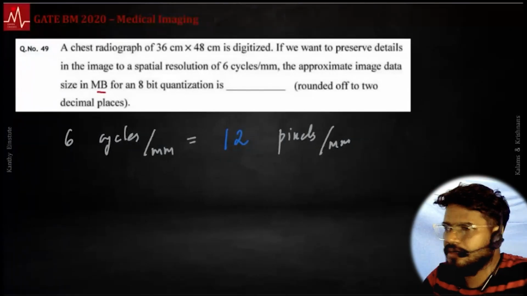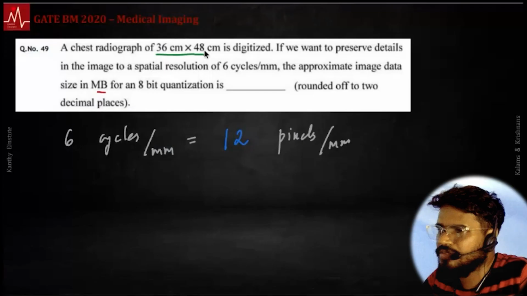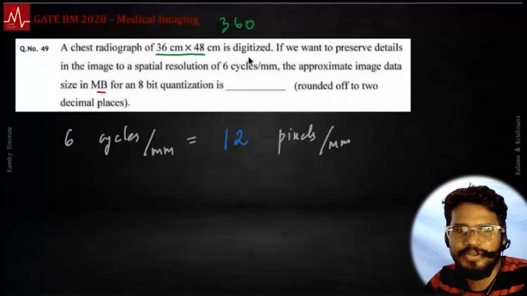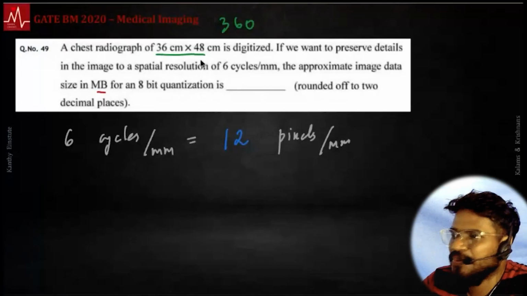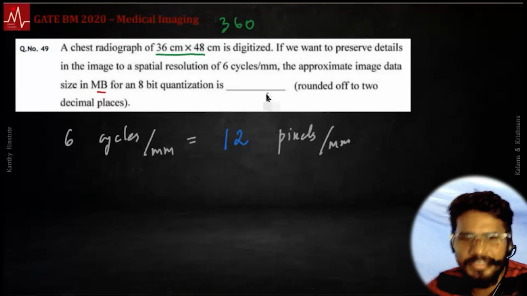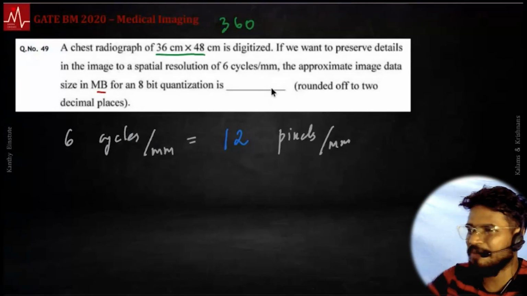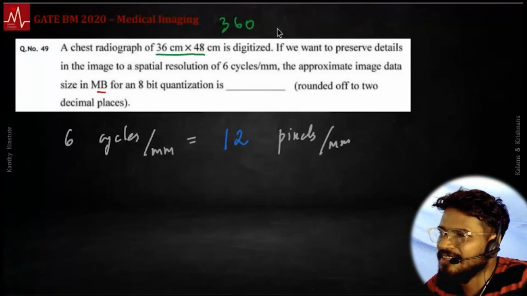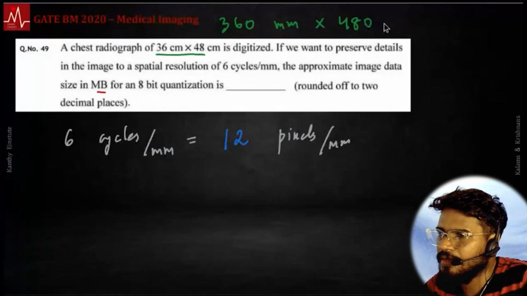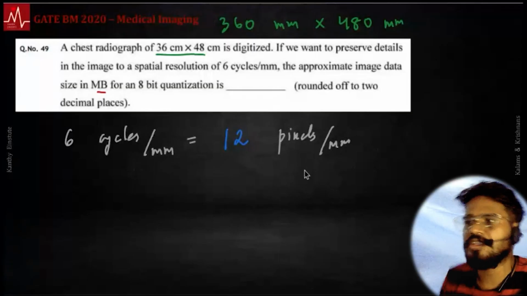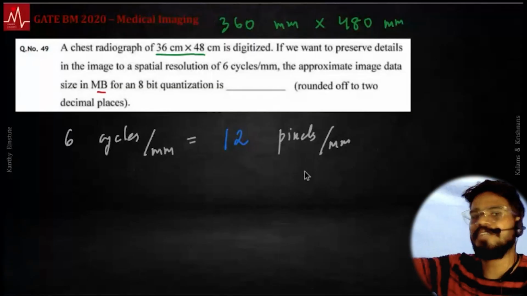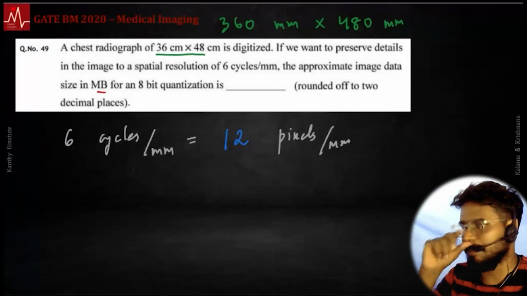We have the dimensions in cm, so let's also convert that into mm. Sir, you asked us to convert everything into SI and then finally into the required answer, right? Sometimes for convenience, this is in cm, so convert that into mm: 360 mm by 480 mm. So per mm, there are 12 pixels. Per 360 mm, there are 360 into 12. On that side, there are 480 into 12.